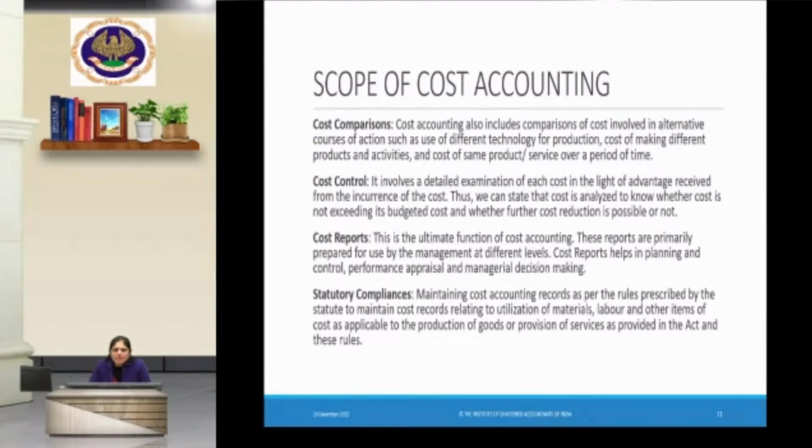So cost reports help in planning and control, performance appraisal, and managerial decision making, of course. Everything, for different sorts of purposes, cost reports are given to the management.